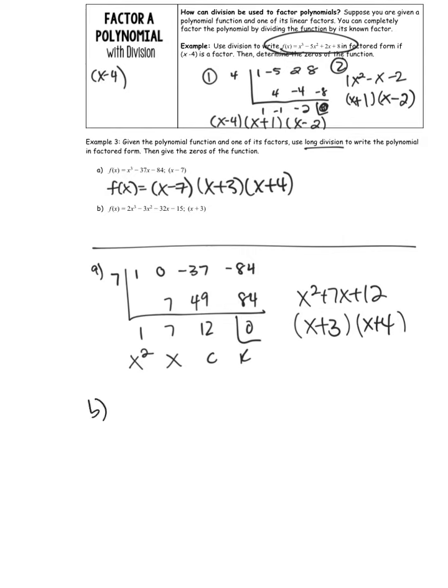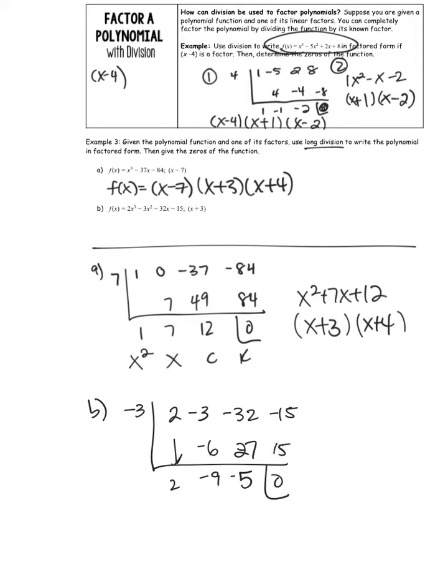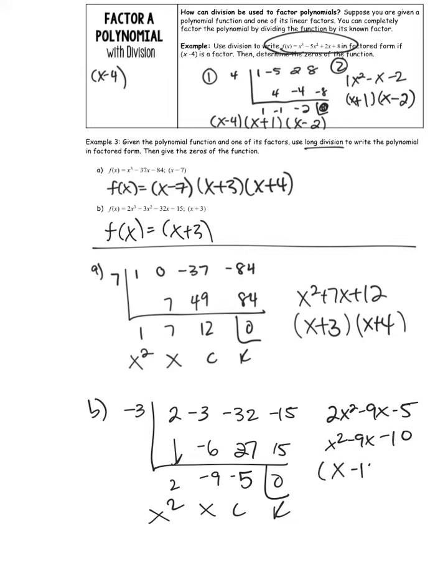So B, we're going to factor this, and we can use synthetic again. So we get 2, negative 3, negative 32, negative 15, 2, negative 6, negative 9, 27, 5, negative 5, positive 15, 0. So we know it factors x plus 3. Now we're finding the other one. So 2x squared minus 9x minus 5. And so I get x minus 5, 2x plus 1.